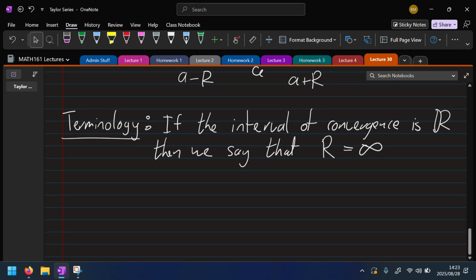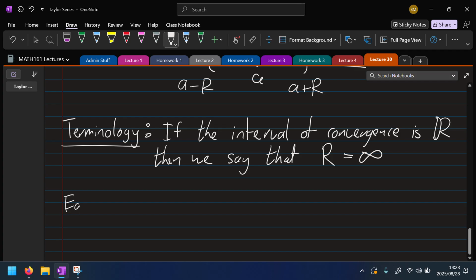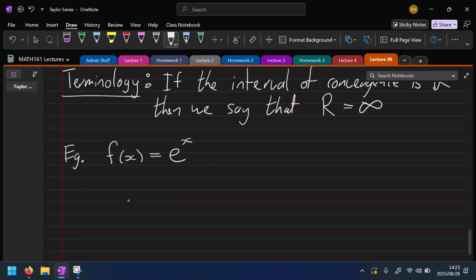Okay, let's have a look at another example. We have f of x equals e to the x. We know the Taylor series for this already, so I'm not going to repeat that. We want to know what is the interval of convergence and what's the radius of convergence. So let's write out the Taylor series. e to the x is the sum, n goes from 0 to infinity. What do we have in front? It's 1 over something.